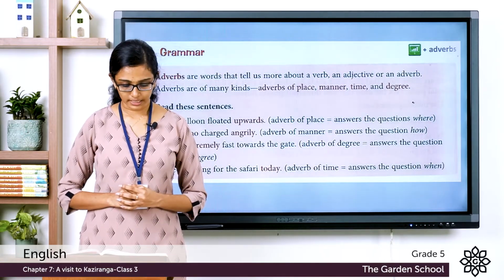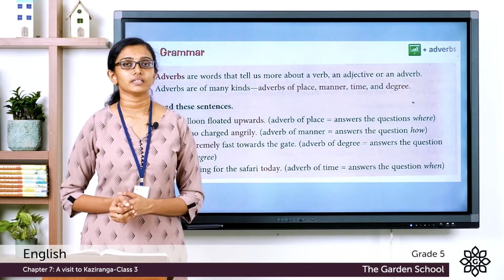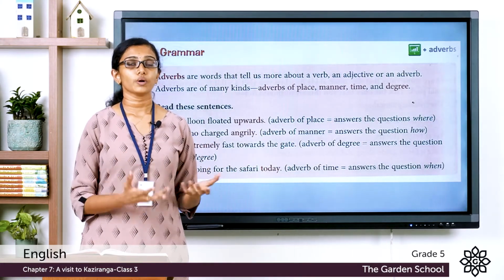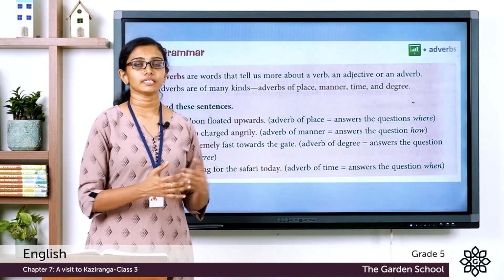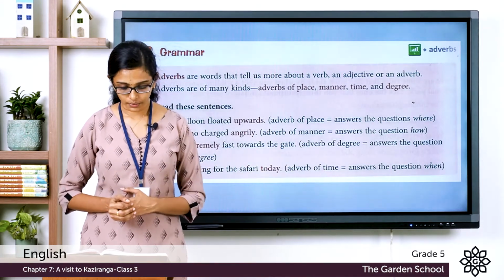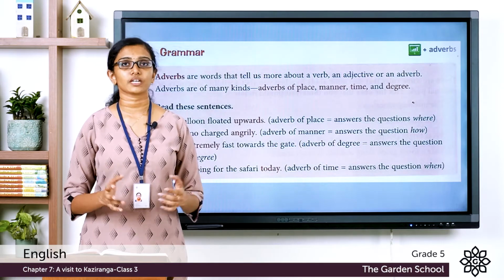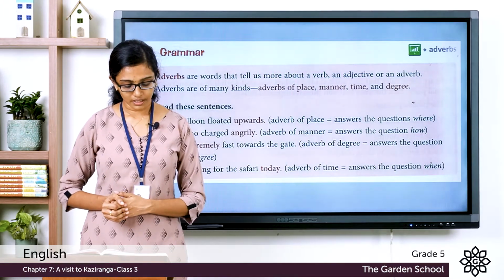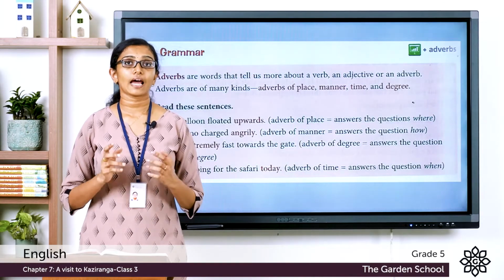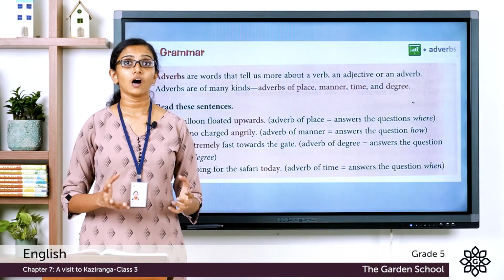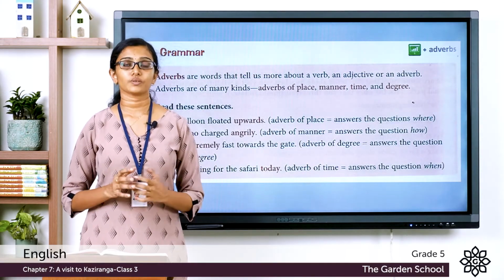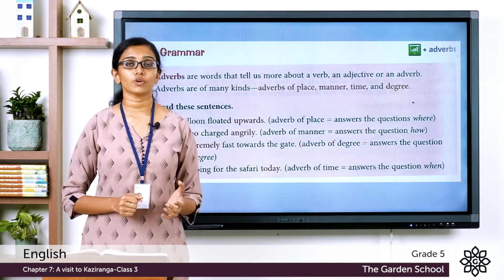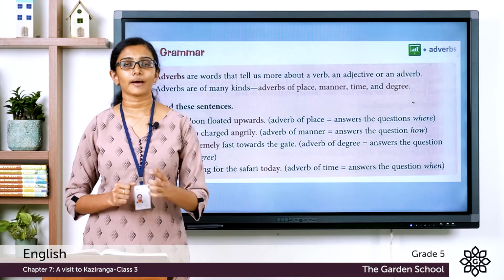Now the next one is adverb of manner. An adverb of manner tells us how or what is the manner of the action being done. So it answers the question how the action or how the verb is done. Now let's see one example. The rhino charged angrily. So it says how the rhino charged. That word angrily is an adverb and it is an adverb of manner.